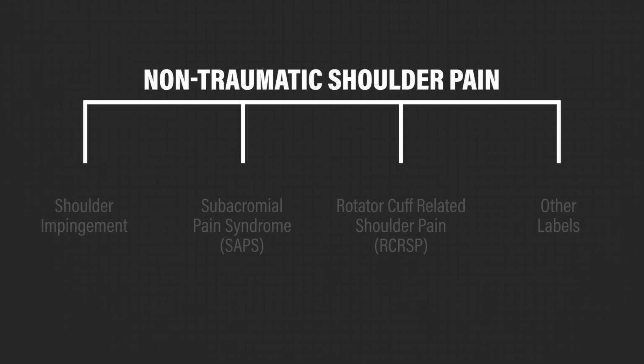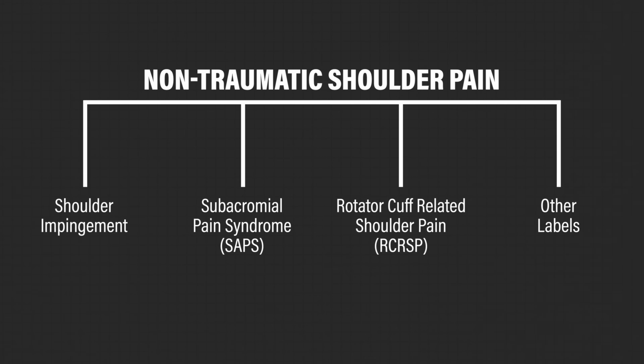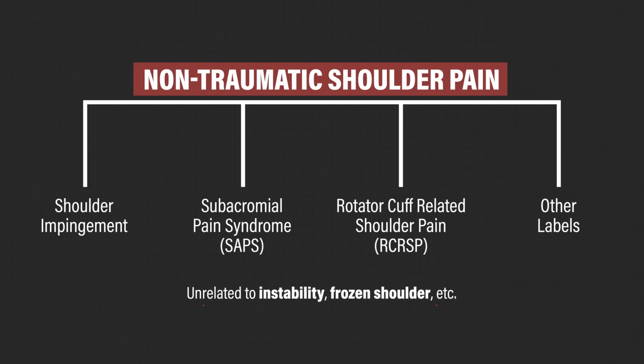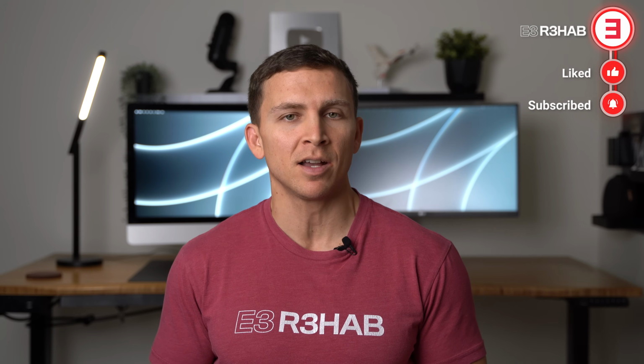However, shoulder impingement and these other labels attempting to fill its void have become catch-all diagnoses for any non-traumatic shoulder pain that isn't related to instability, frozen shoulder, and some other diagnoses that may respond to specific medical management. They are an attempt to simplify the complex and multifactorial nature of pain while also easing our own uncertainty about the exact tissue structure that may be contributing to symptoms.